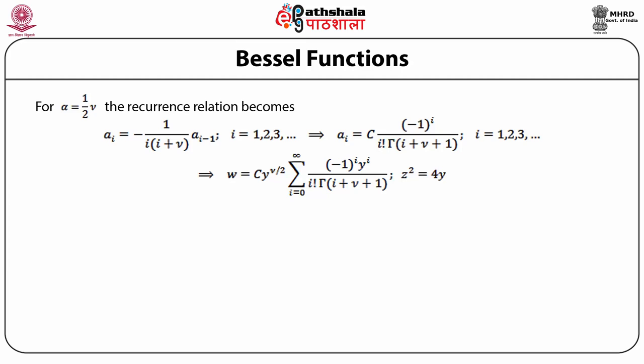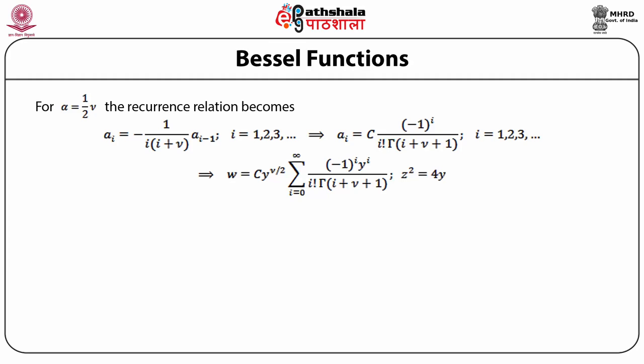On applying the recurrence relation repeatedly, we obtain a_i is equal to capital C times (minus 1) raised to power i divided by i factorial into gamma of (i plus nu plus 1), where i takes up the values 1, 2, 3 and so on. Please note, here capital C is some arbitrary constant independent of i.